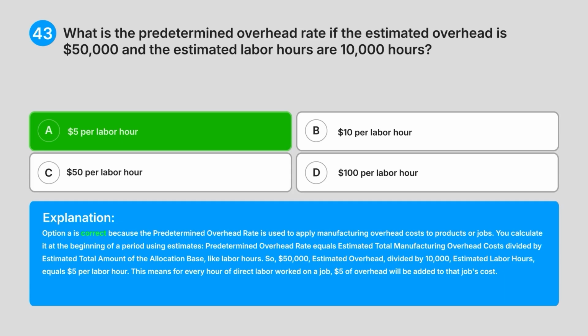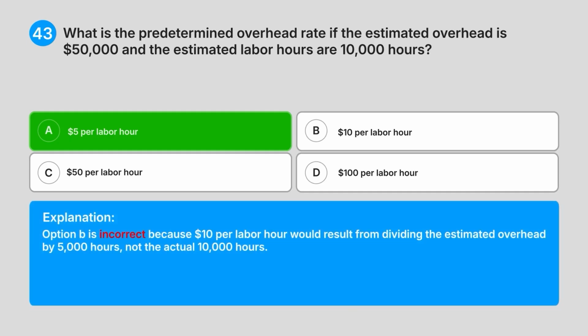So USD 50,000 estimated overhead divided by 10,000 estimated labour hours equals USD 5 per labour hour. This means for every hour of direct labour worked on a job, USD 5 of overhead will be added to that job's cost.